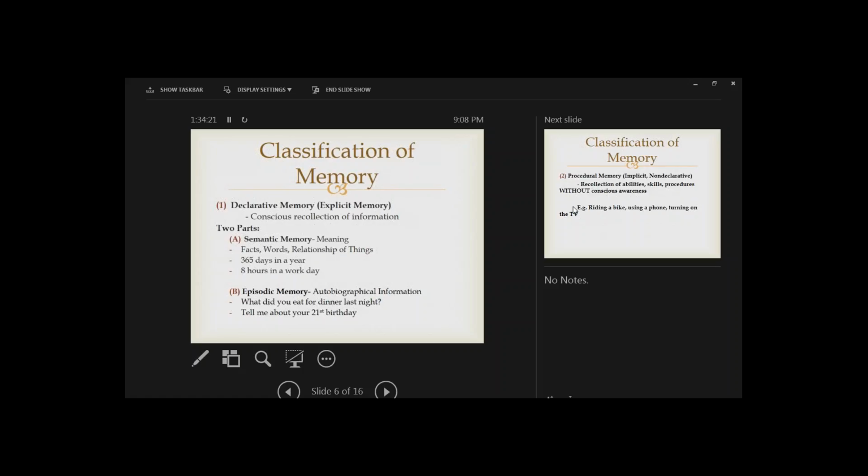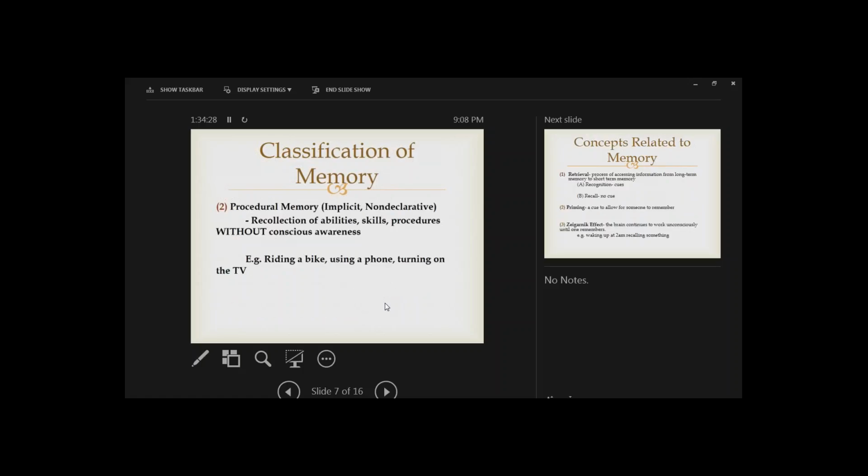The second classification of memory is what's called procedural memory. A procedure is anything you are going to do in order to do something, so you can remember it that way. Procedural is also known as non-declarative and implicit. Procedural memory is a recollection of abilities, skills, and procedures without conscious awareness.